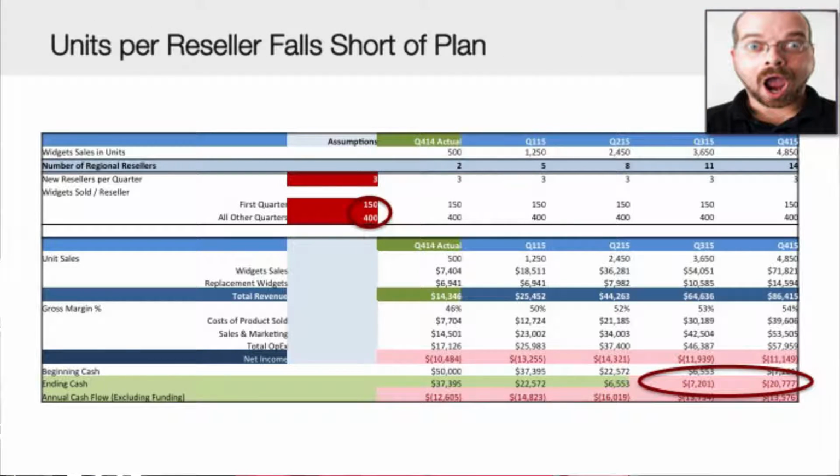In this case, the number of resellers that they have is the same as originally projected, but the number of units that are sold, both in the first quarter and in the subsequent quarters, falls short. And what happens here is not only do they not turn profitable, but they run out of cash.